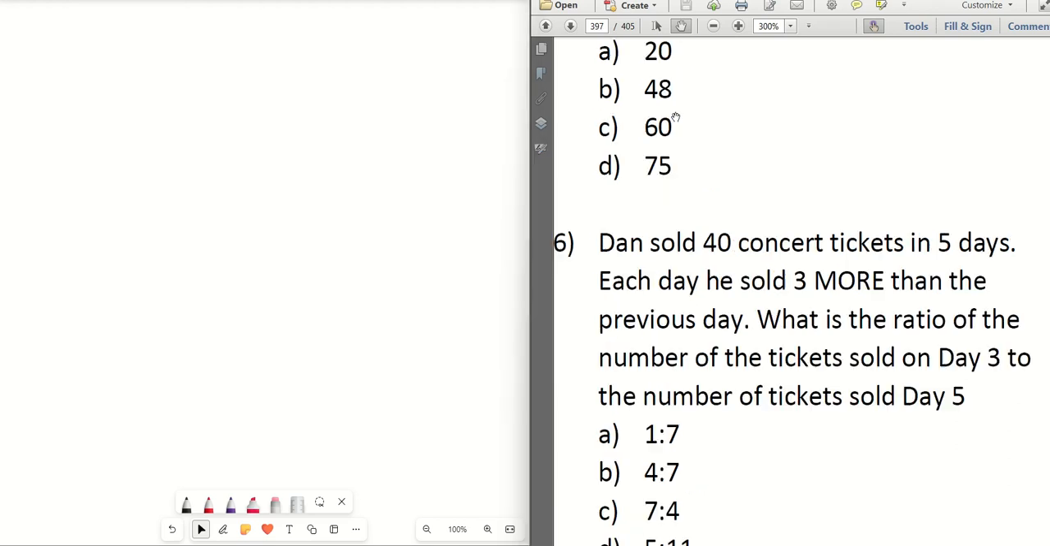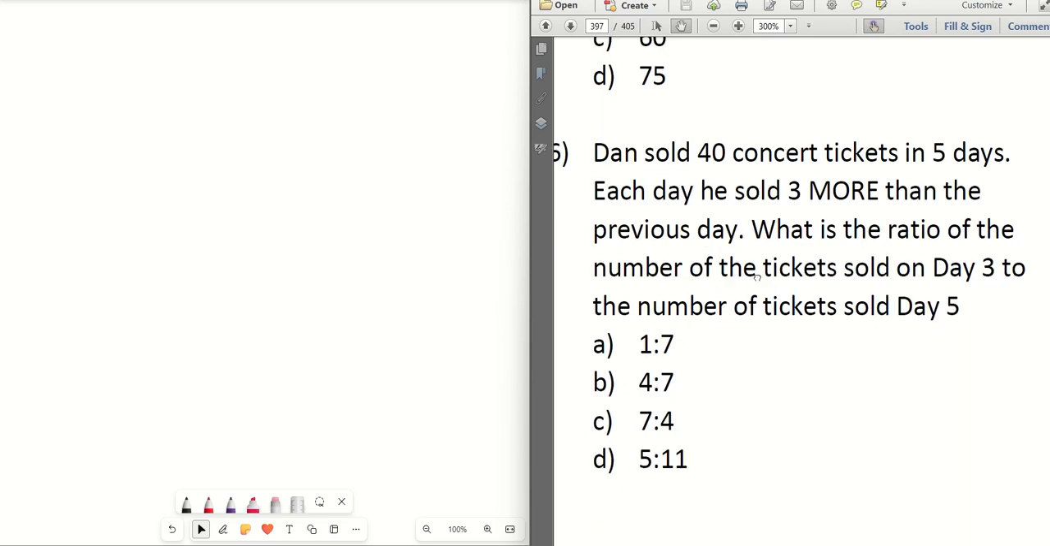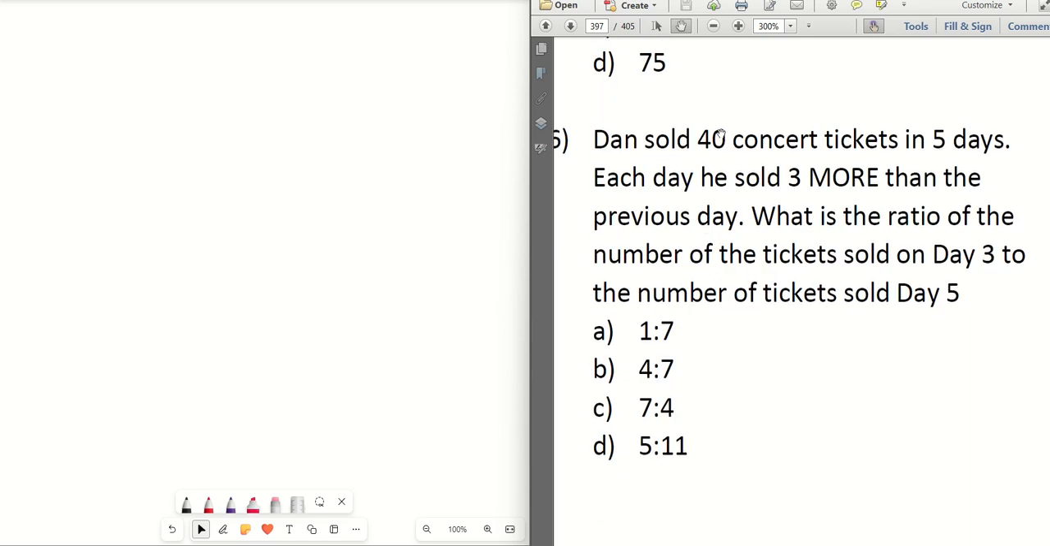All right, let's do number 6. Dan sold 40 tickets in 5 days. Each day he sold 3 more tickets than the previous day. What is the ratio of the number of tickets sold on day 3 to the number of tickets sold on day 5? So first off, we have to put the 1, 2, 3, 4, 5, right?